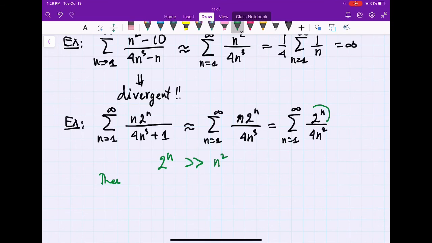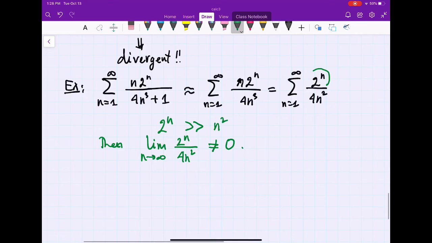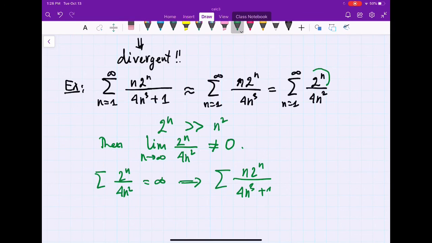Then the limit of 2 to the n over 4n squared as n approaches infinity is not 0. That means the series 2 to the n over 4n squared diverges. Does that make sense? And then from here we get the original series also diverges. So of course here we use similarity, but you may rewrite all these solutions in terms of limit comparisons.